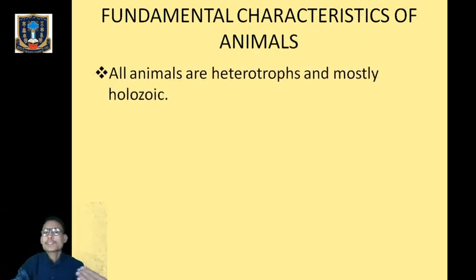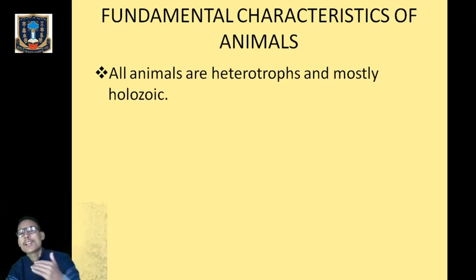All the animals are heterotrophs and they are mostly holozoic. Heterotrophs means animals are dependent directly or indirectly on plants. They don't have chlorophyll like that of the plants, so they are not able to prepare their own food. So they are totally dependent on the plants and other animals, like herbivores. Those animals which are totally dependent on the plants directly or indirectly for the source of food are known as heterotrophs.